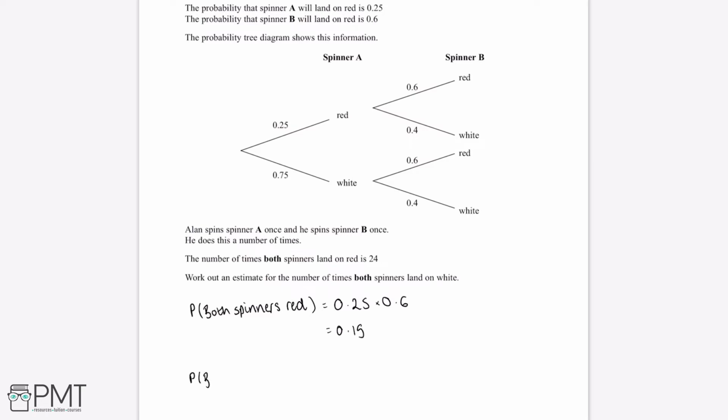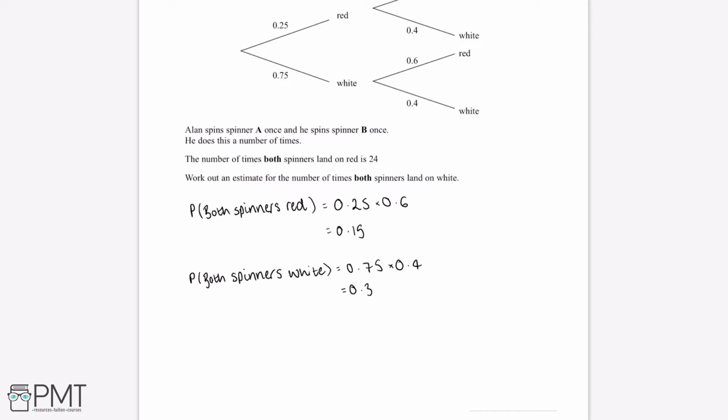And we can use the same process for the probability that both spinners will be white. So the probability that spinner A is white is 0.75, and then the probability that spinner B is white is 0.4. So the probability that both spinners are white is 0.75 multiplied by 0.4, which gives us an answer of 0.3.